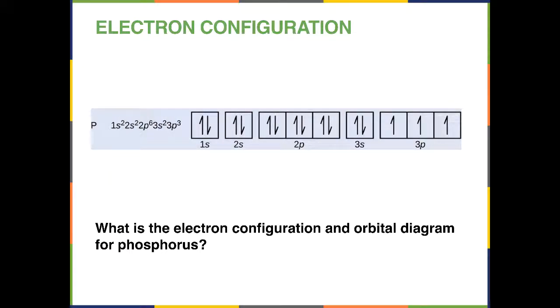The symbol for phosphorus is P. The configuration is 1s2, 2s2, 2p6, 3s2, 3p3. You could have written that Ne for neon, then 3s2, 3p3. The orbital diagram is shown here as well, and you'll notice that at the 3p level, you have one electron in each axis before you pair up an electron.